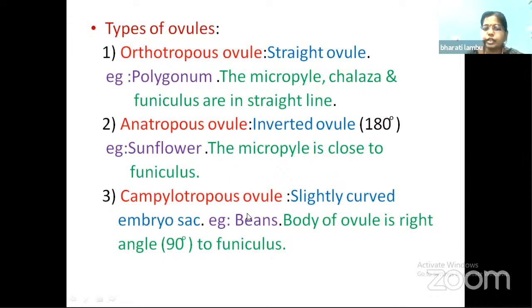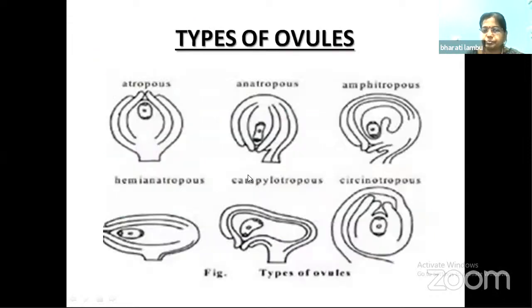Campylotropous ovule: in this, the embryo sac is slightly curved. The body of the ovule is at a right angle to the funiculus. An example for this is the bean. In this, the embryo sac itself will be curved. So the micropyle will lie closely to the funiculus, but not as close as in the anatropous ovule. So the campylotropous ovule is seen in beans.